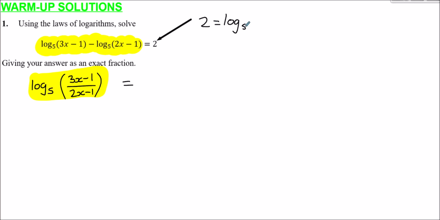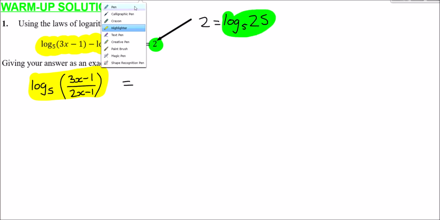Remember, the log of a number is the power that a number needs to be raised to get this answer. So what power, sorry, I'll start this again. Simply put, 5 to the power 2 is 25. So log base 5 of 25 is 2, because I'd need to do 5 squared to get 25. So what we can do here is just replace the 2 with log base 5 of 25.